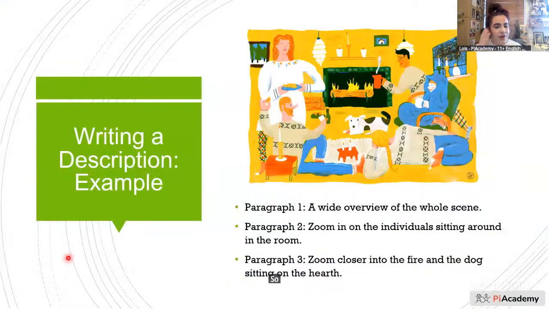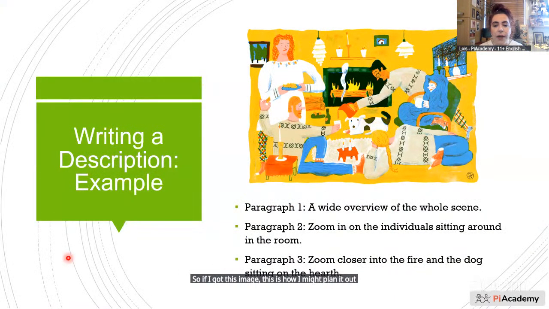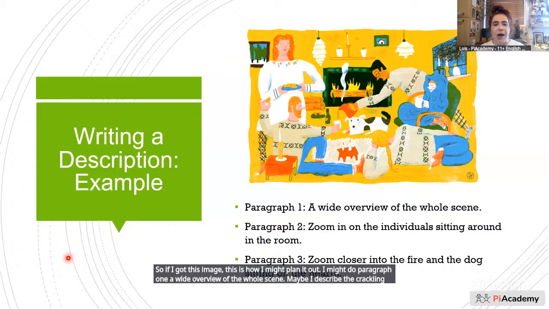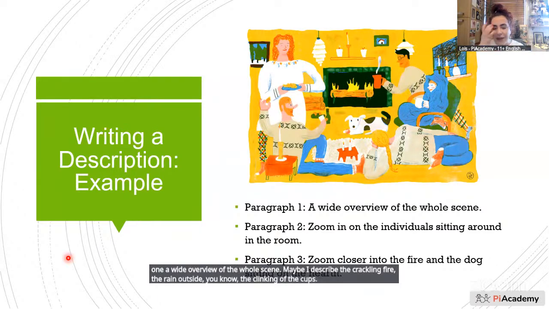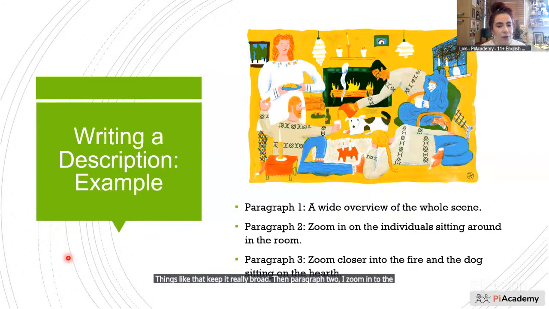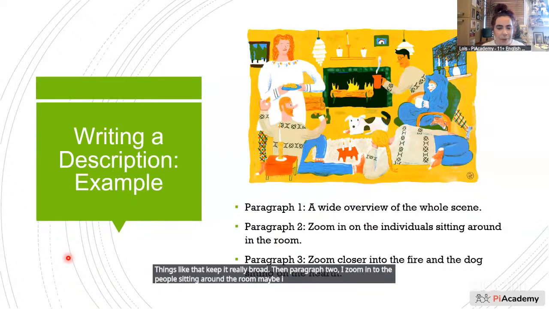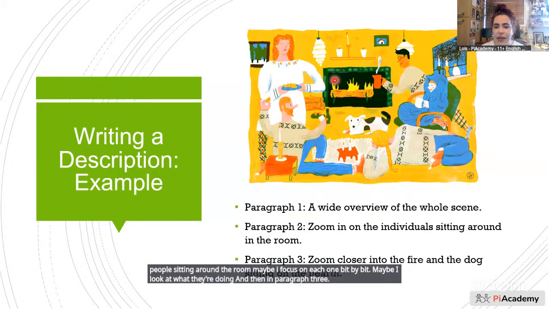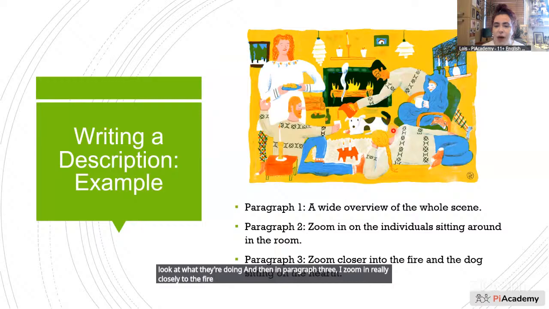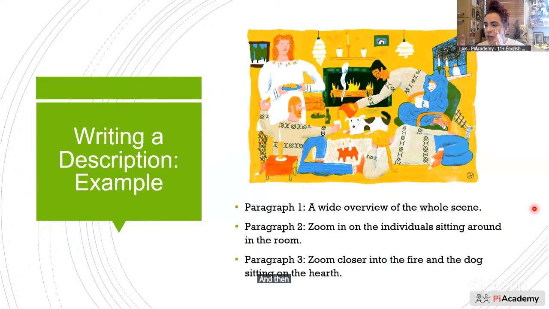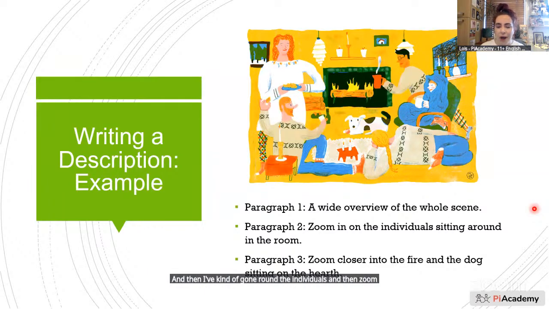If I got this image, this is how I might plan it out. Paragraph 1, a wide overview of the whole scene. Maybe I describe the crackling fire, the rain outside, the clinking of the cups. Keep it really broad. Then paragraph 2, I zoom in to the people sitting around the room. Maybe I focus on each one bit by bit, looking at what they're doing. And then in paragraph 3, I zoom in really closely to the fire and the dog sitting on the hearth. If I imagine myself as a camera, I've gone from far away, looking at the whole thing, then round the individuals, and then zoomed in to the fire and the dog.